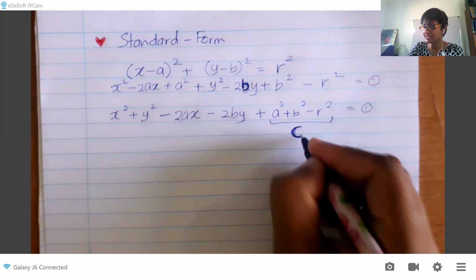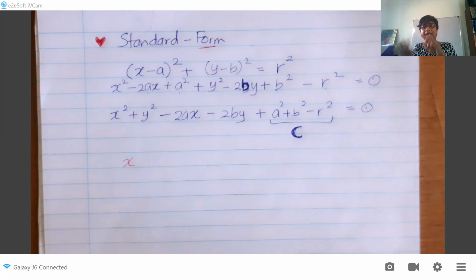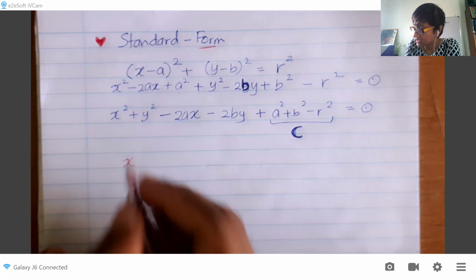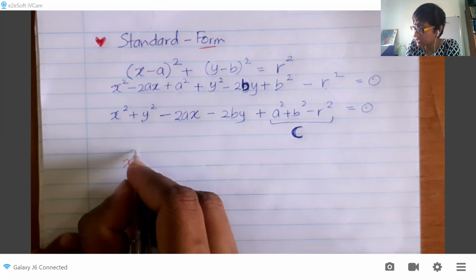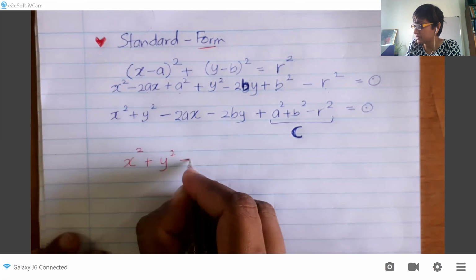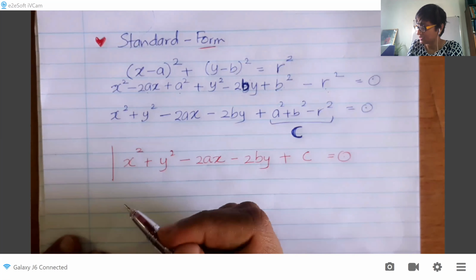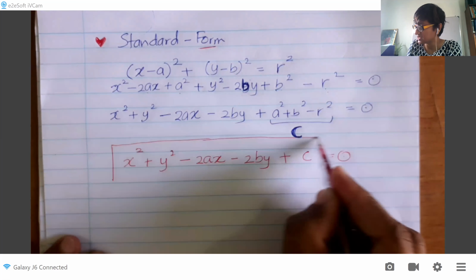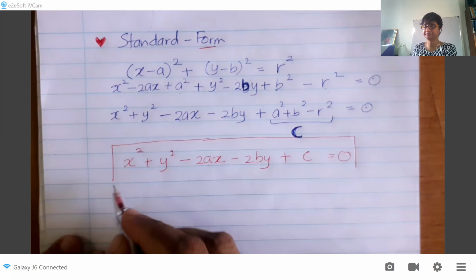It takes the form, it's a form, right? We are trying to see the template of it. It's like a mold, right? Any equation of a circle could be put into that form: x squared plus y squared minus 2 some number times x minus 2 some number times y plus some number equals 0. You don't have to memorize this, okay? That is your circle equation in standard form.